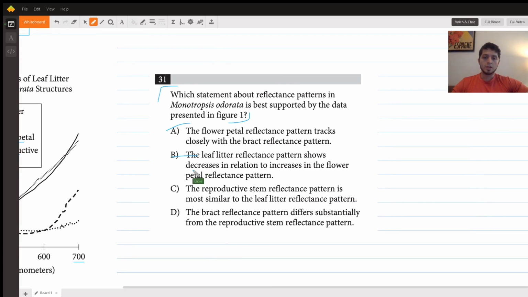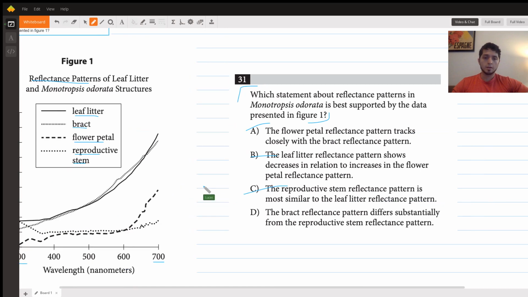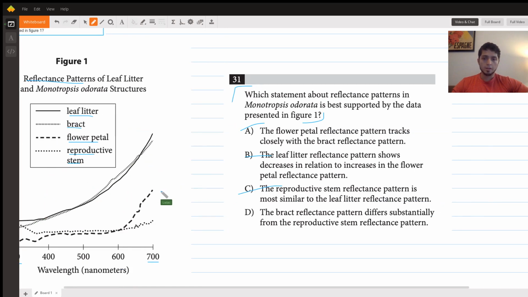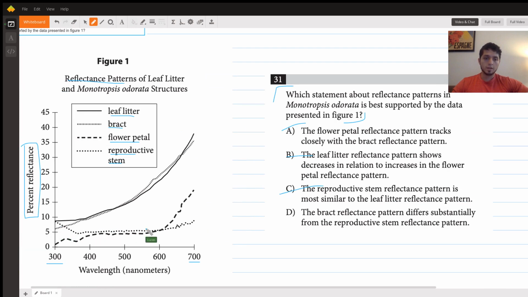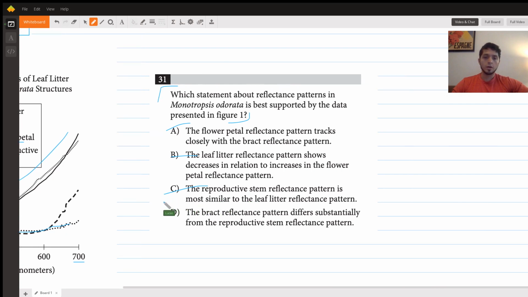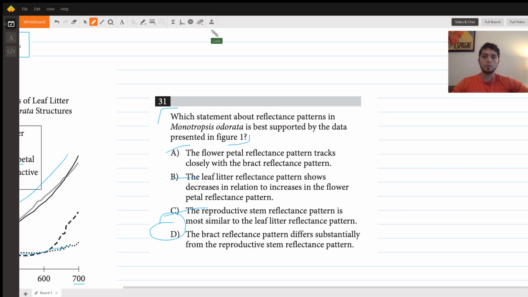Then we have D, which says the bract reflectance pattern, that's this one here, differs substantially from the reproductive stem reflectance pattern. So that's this one and this one, and they do differ pretty significantly, more so than almost any of the other ones. So that's going to be a good answer choice, and we will choose that one, answer choice D, as our correct answer for question 31.